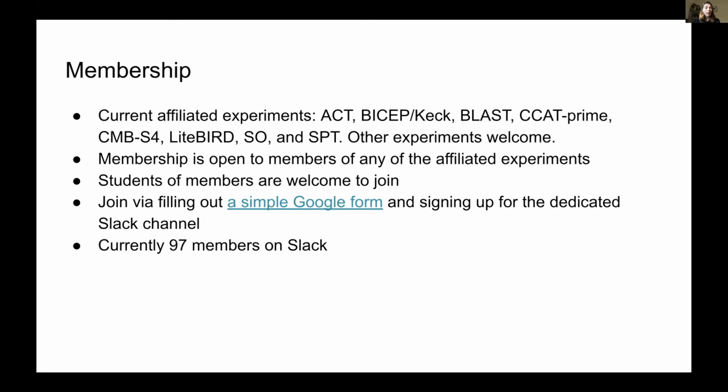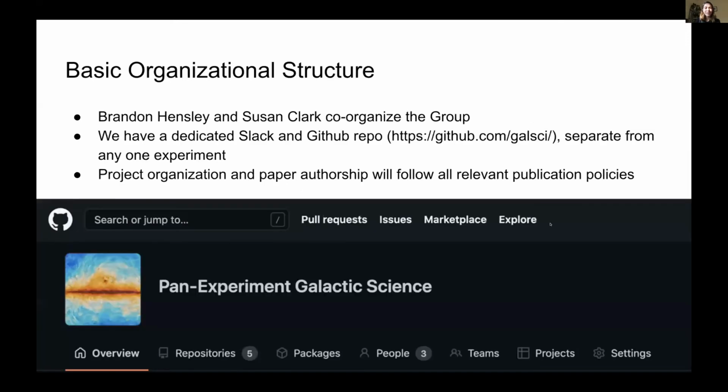And then we have our own dedicated Slack channel, which again lives outside of any one experiment's interaction apparatus. We're currently at 97 members on Slack, so perhaps someone here will be lucky member number 100. That would be an exciting milestone for us. And so the two of us, Brandon Hensley and I, organized this group. This is a link to our Slack and GitHub repo.